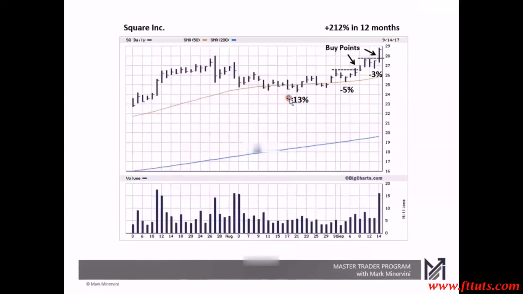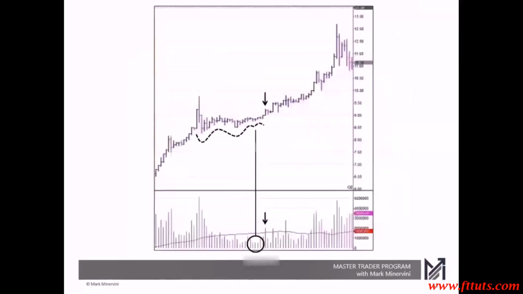But take a look how you go through the pullback. 13%, 5%, 3%. This is a really, really tight stock to begin with. So again, I would love this price action. And this is one that you actually had 2 buy points. You had a buy point right here at 5% because that was tight enough, but then the stock actually pulled back again. And within that basing, you got another buy point. And this happens very often. We'll talk about multiple buy points a little later.